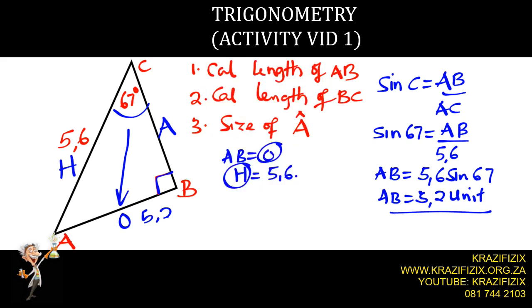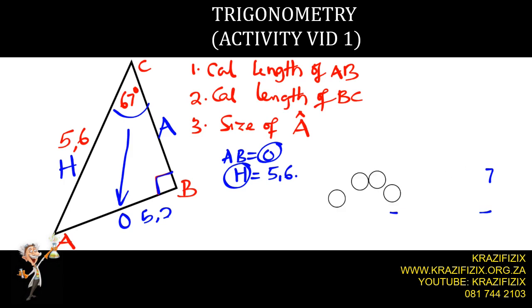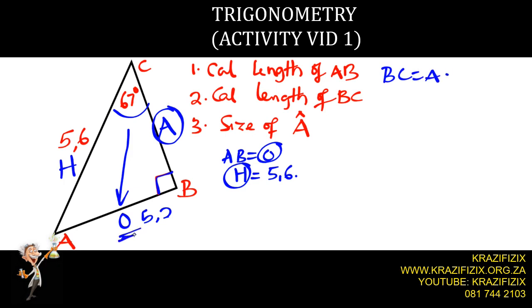Alright, now, in looking for BC, what do we have? Let's create space on the side of the board. We're looking for the size of BC. If you notice, BC is actually our adjacent side. By the way, we do have our opposite side, which is AB. And if you look at this, we can look at tan, because it's opposite over adjacent.